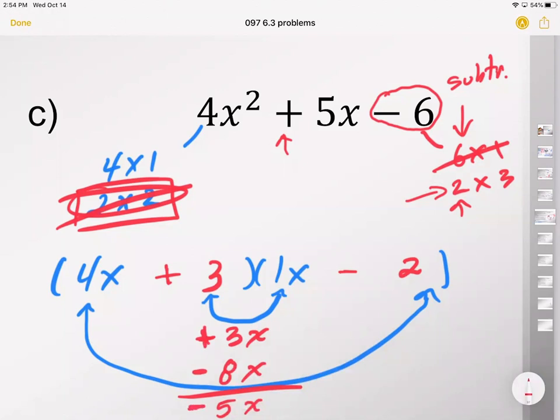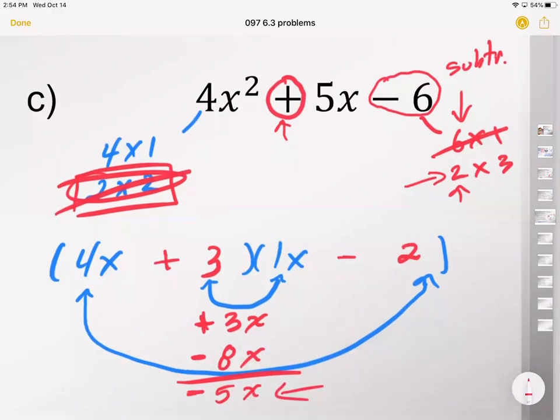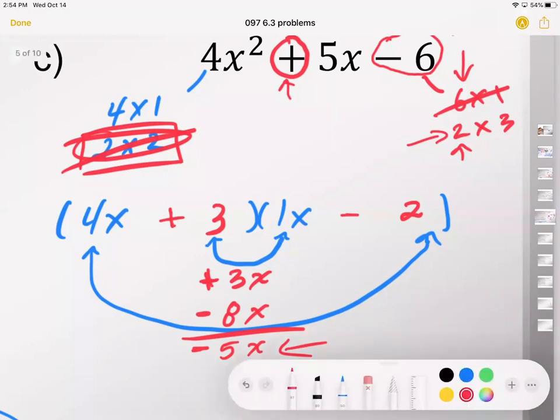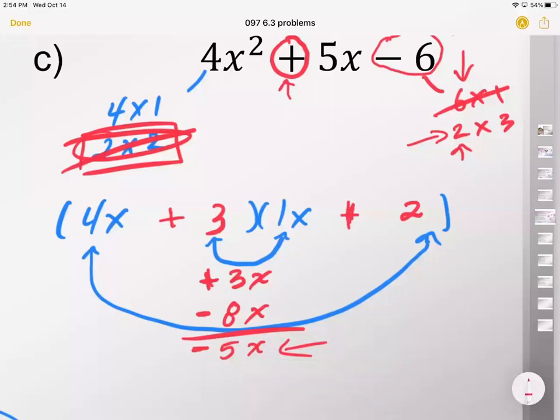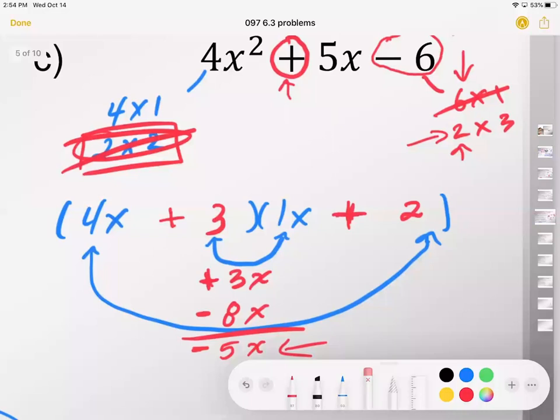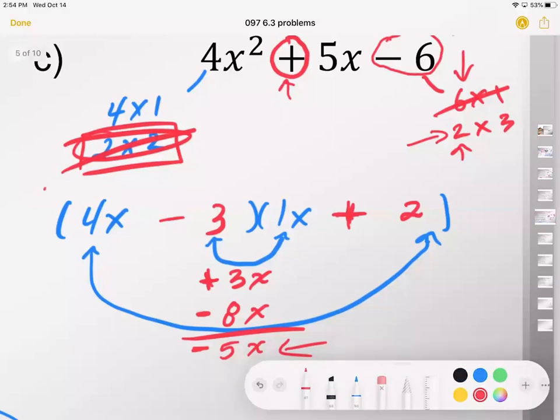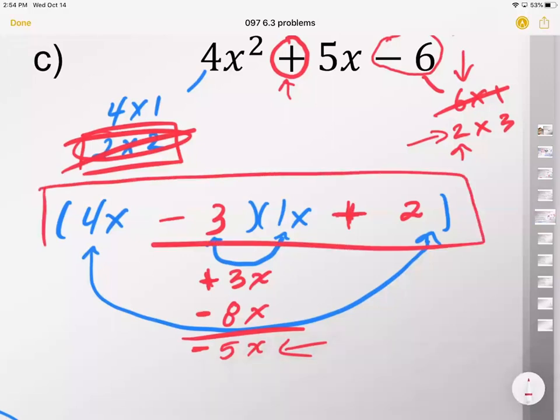And if this were to be the case, ladies and gentlemen, that the only thing that is opposite is the sign, make sure that you don't need to switch the numbers. Your numbers are correct. The only thing that you need to do is switch the sign, meaning this item has to be positive and this item has to be negative. So this will be our answer: 4x minus 3 times 1x, or simply x plus 2.